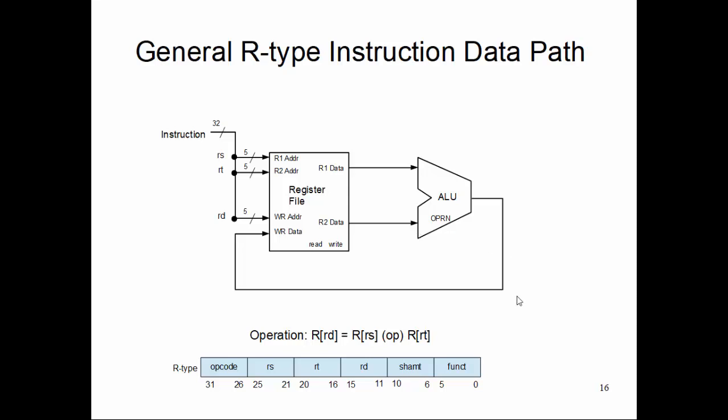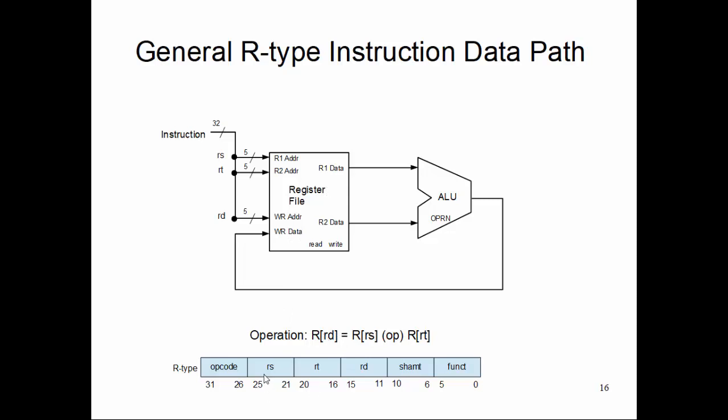So R type, what do we have? Your operation is a destination register equal to some source register, operated on with some operation like addition, subtraction, multiplication, or and, nor, or those kinds of operations, with the register RT, right? And this is your format for the R type instruction. So for this type of operation, what we need is to involve the ALU with some operation code. Its two operands come from the register file, R1 and R2. Let's say RS and RT are coming in as R1 and R2, and the ALU result is stored back into the register file as RD.